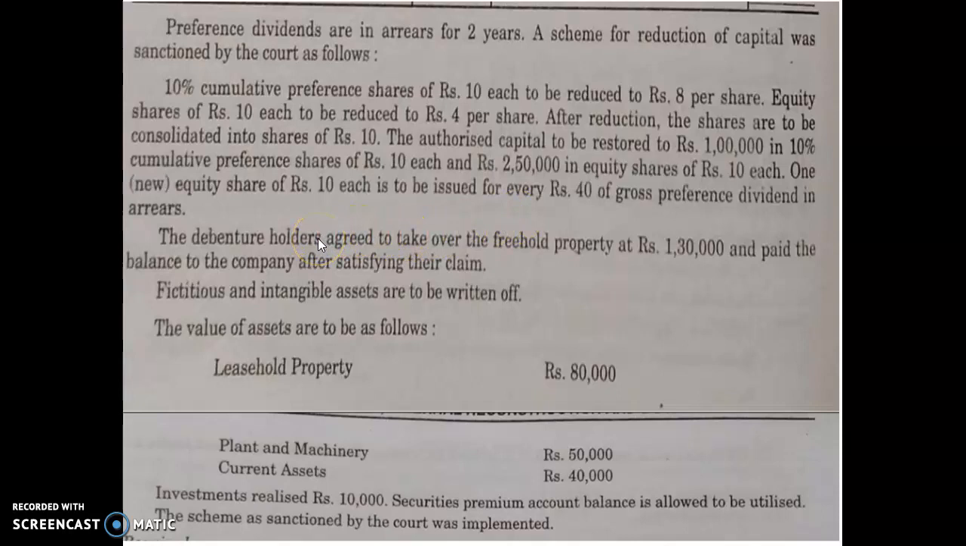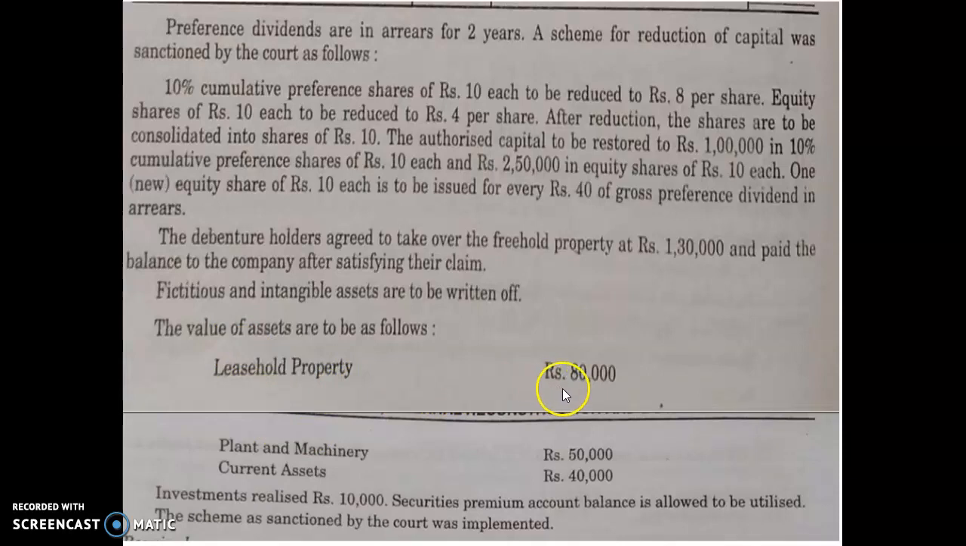Then another thing is the debenture holders. They agreed to take over the freehold property, but the company revalued the freehold property at rupees 1,30,000. The balance amount is paid by the debenture holders to the company. They decided to write off the fictitious and intangible assets. Then the following assets were revalued as given below.